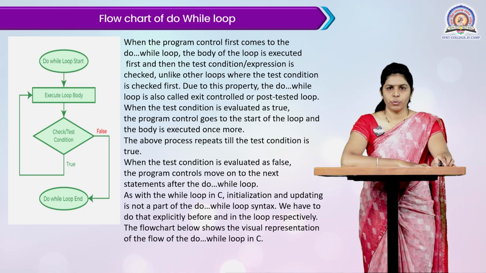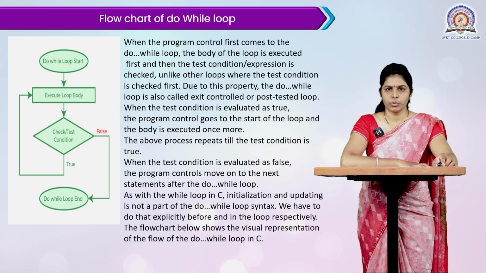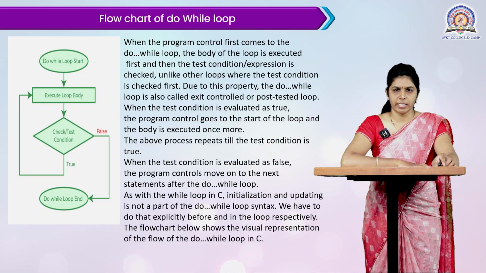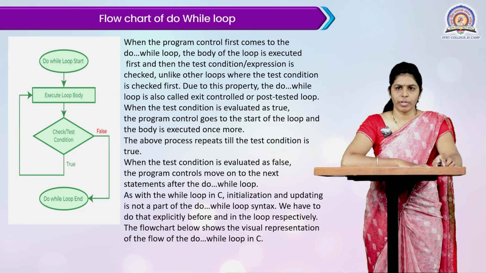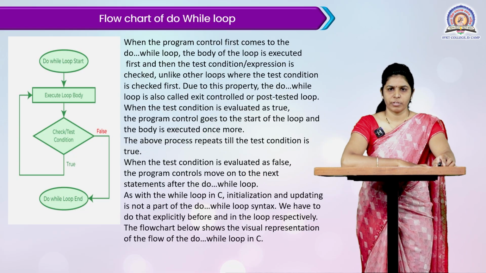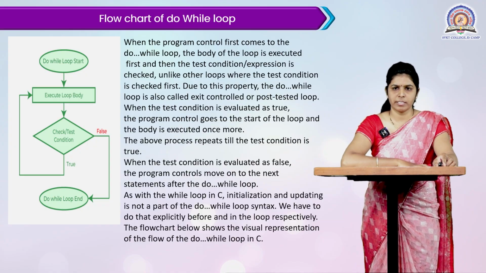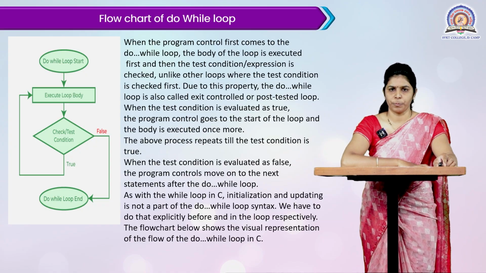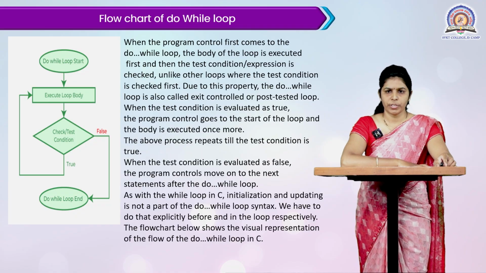Flow chart of a do while loop. When the program control first comes to the do while loop, the body of the loop is executed first and then the test condition expression is checked, unlike other loops where the test condition is checked first. Due to this property, the do while loop is also called an exit control or post-tested loop. When the test condition is evaluated as true, the program control goes to the start of the loop and the body is executed once more.